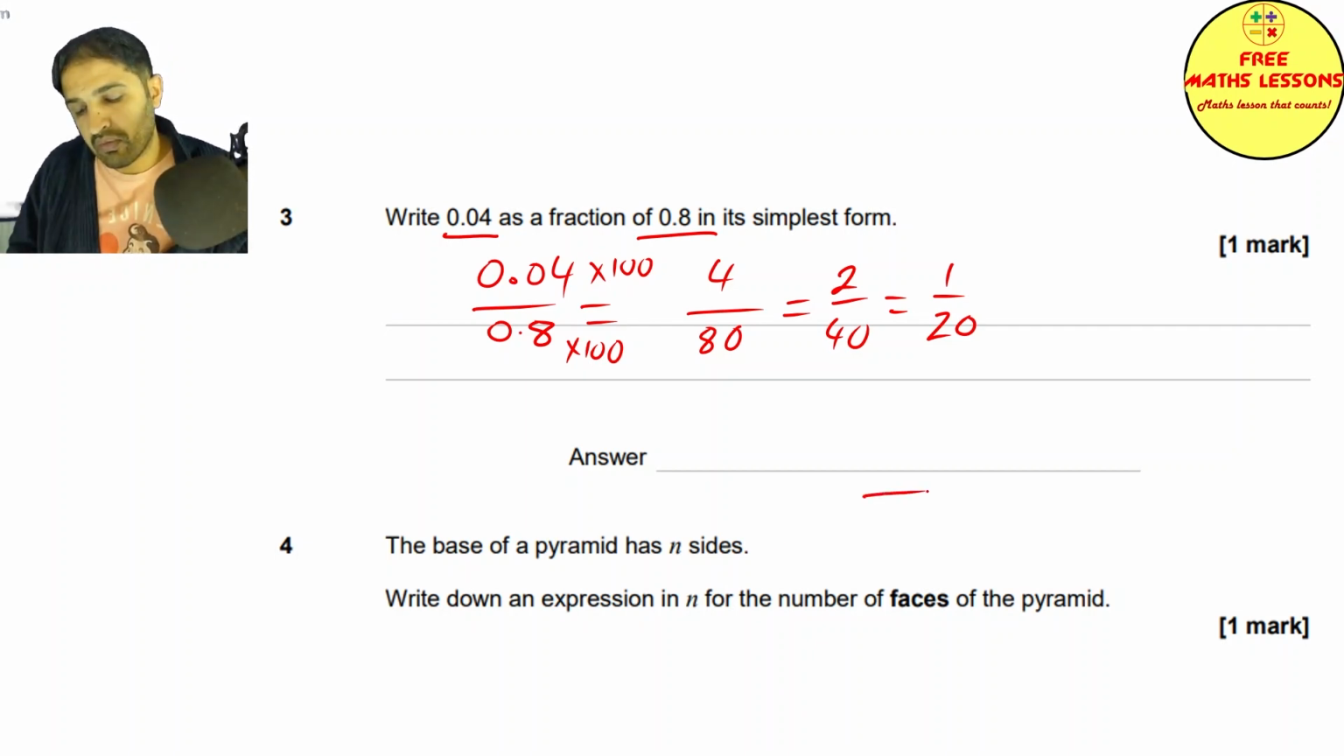So it could be 4 sides, n equal to 4, let's say. Okay, write down an expression in n for the number of faces the pyramid has. So that base, and then if you've got 4 sides, you'll have 4 of these triangles.